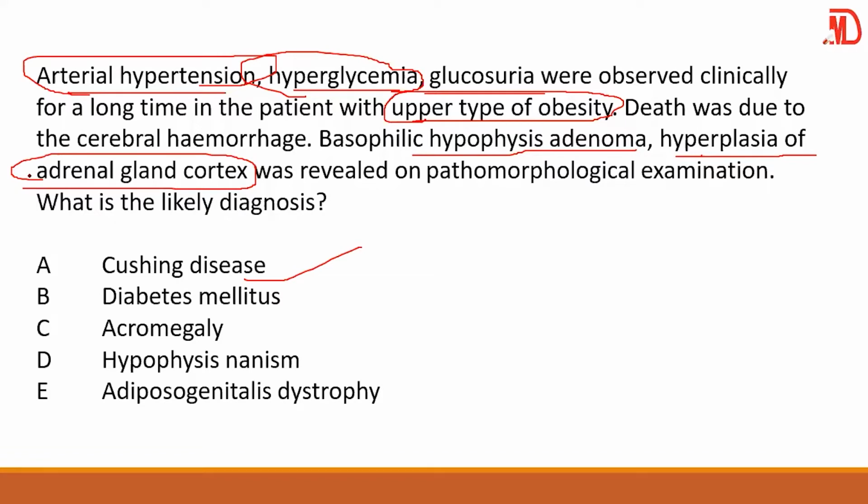And we know that the adrenal gland is responsible for the production of what? Cortisol. That's the middle layer. It's responsible for the cortisol production. And therefore, an increased cortisol level also means what? Cushing disease. So your answer is A. Cushing.